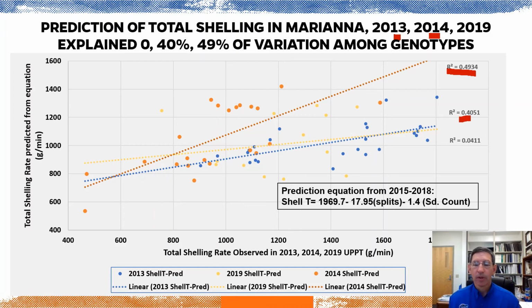We saw that in 2014 there was a good relationship, but not in 2013. So we're not sure why, but there certainly is year-to-year variation. But at least in two of the three years, we saw at least 40% of the variation explained using this equation to explain the variation in total shelling rate of these genotypes.